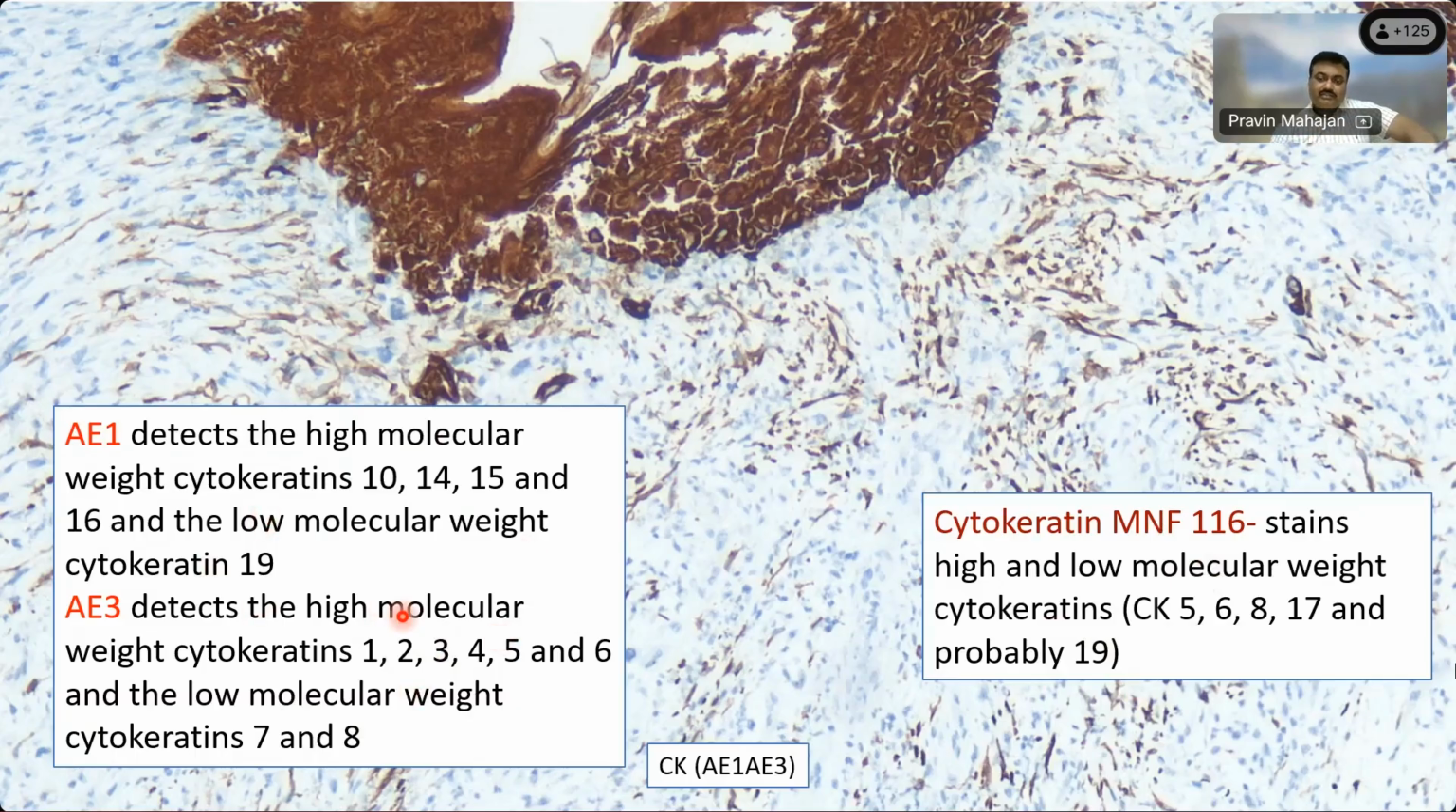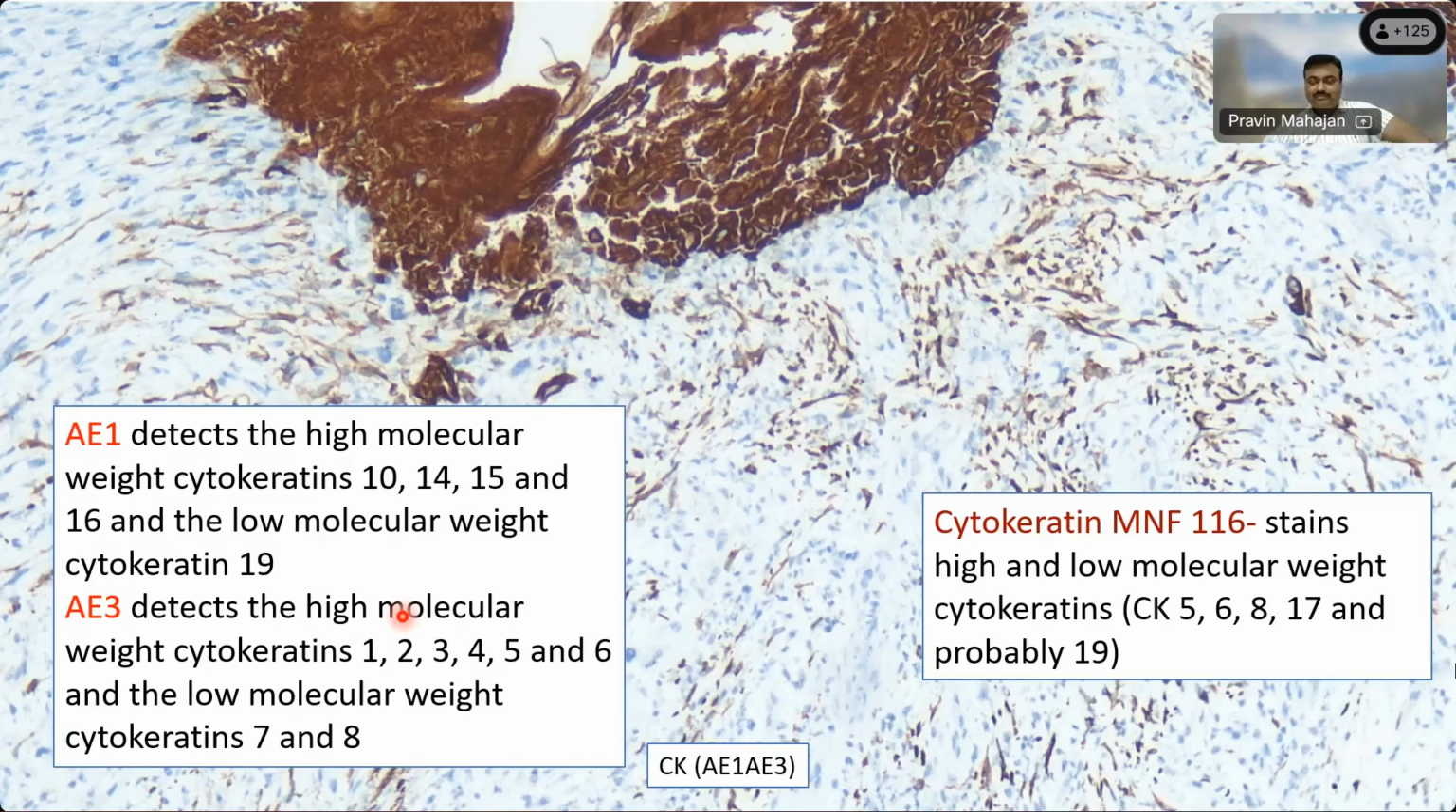So one should know which pan cytokeratin you have put. Let's say you think about such a tumor, you put pan cytokeratin, and it comes negative. Then you check what clone you have put, whether it is MNF116, then it doesn't cover all the cytokeratins. So it's a good idea to have another cytokeratin like A1, A3, which covers a broader spectrum of cytokeratins.